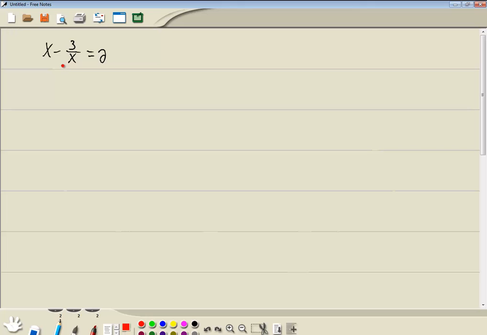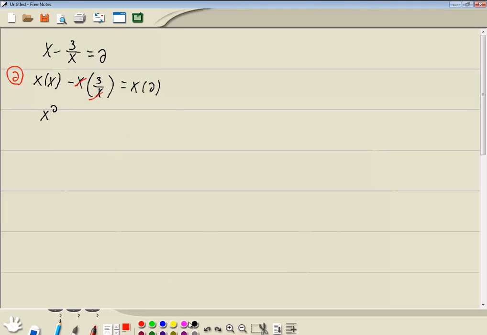Our first step is to get rid of parentheses. We don't have any. Second step is to get rid of fractions. Multiply everything by the LCM of all your denominators. We only have one denominator, so that is our LCM. So we'll take x times x minus x times 3 over x equals x times 2. x times x is x squared.